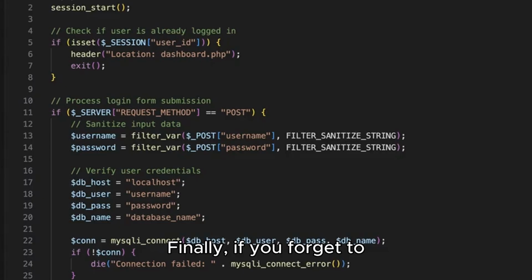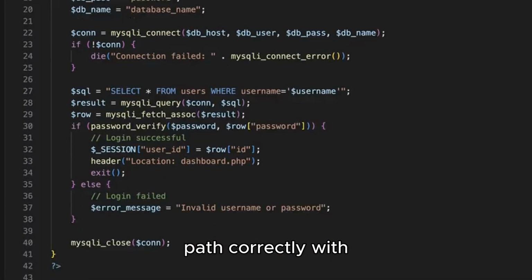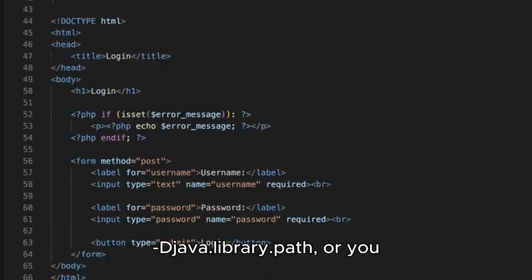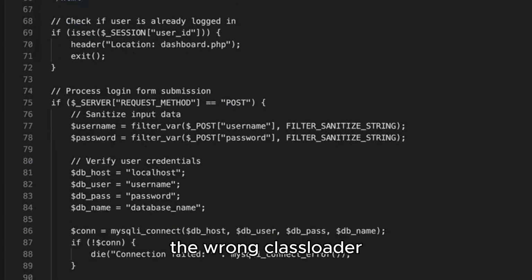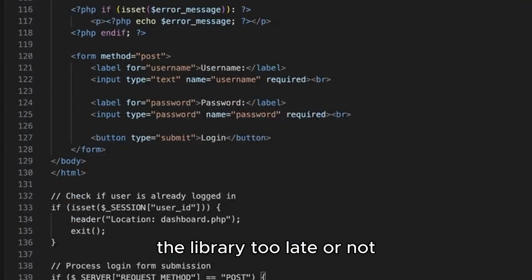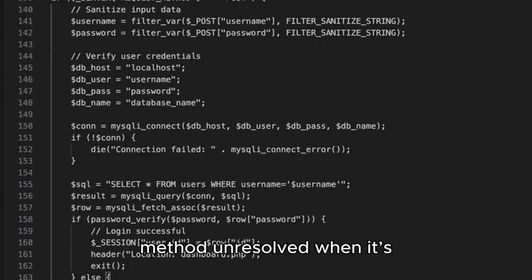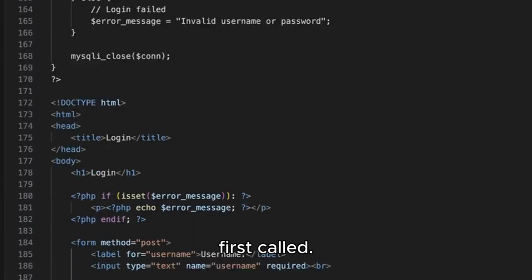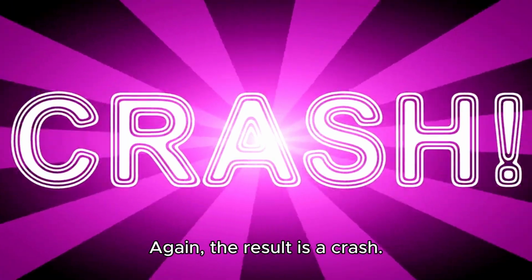Finally, if you forget to include your native library path correctly with -Djava.library.path, or you use System.loadLibrary in the wrong class loader context, the JVM may load the library too late, or not at all, leaving the native method unresolved when it's first called. Again, the result is a crash.